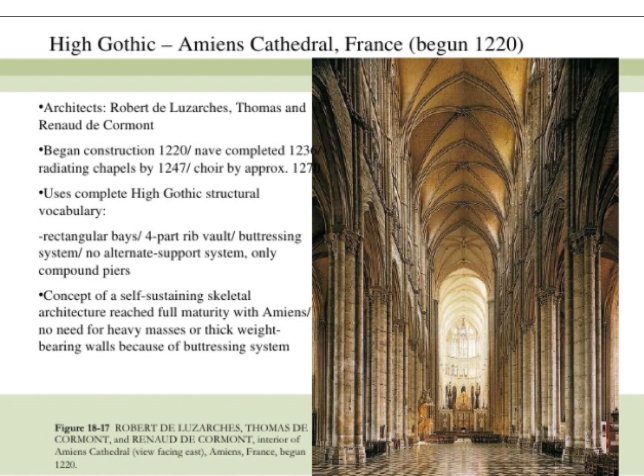It uses complete High Gothic structural vocabulary, meaning it's got a 4-part nave elevation with buttressing system. It has rectangular bays with rib vaulting. It has a self-sustaining skeletal structure in which the walls feel as if they hang on to that skeletal structure. That's that flying buttress that becomes very important as the windows open up to include lots of light and lots of stained glass.